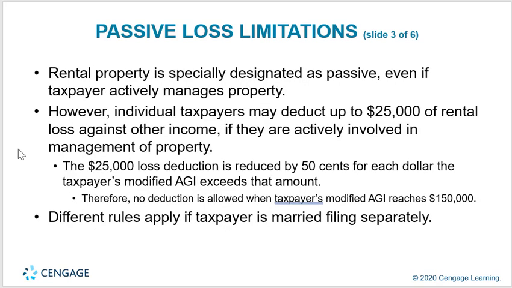Rental property is specifically designated as passive even if the taxpayer actively manages the property. However, individual taxpayers may deduct up to $25,000 of rental loss against other income if they are actively involved in the management of the property. The $25,000 loss deduction is reduced by 50 cents for each dollar the taxpayer's modified AGI exceeds that amount. Therefore, no deduction is allowed when the taxpayer's modified AGI reaches $150,000. Different rules apply if the taxpayer is married filing separately.